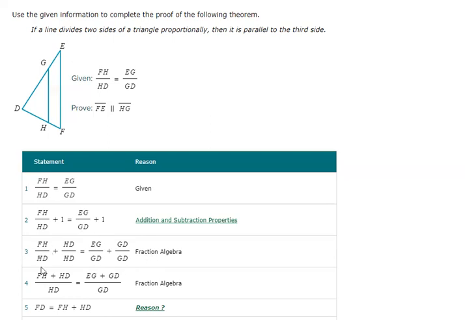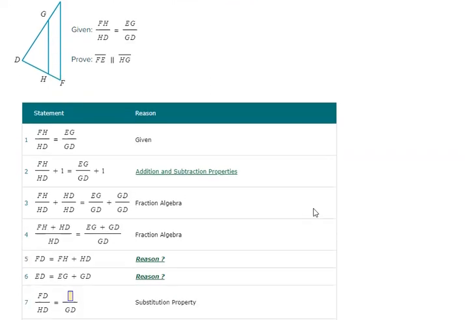Since we have the common denominator, we can add FH and HD in the numerator, but the denominator can be written only once, which is HD. Okay, and the same thing with the other side: EG plus GD divided by GD. That's just adding the numerators. That's what we have. Okay, so let's continue with what we have next.